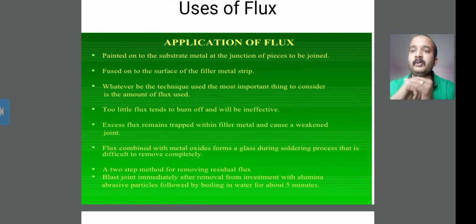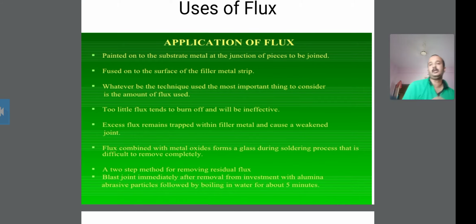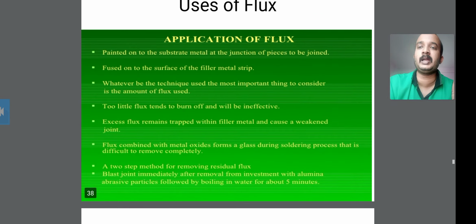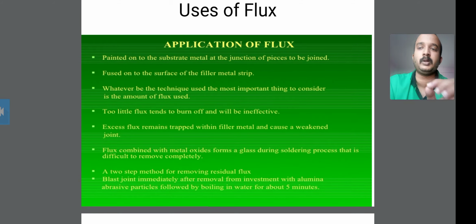Secondly, the flux is fused onto the surface of the filler metal strip. You take the filler metal strip and fuse the flux onto its surface. That is another use of the flux.